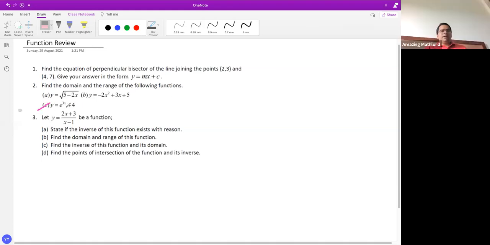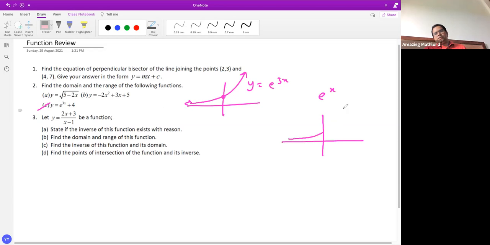Now for the C part, it is y equals e raised to 3x plus 4. Here, if you look at e raised to x graph, basically it is like this. So the e to the power 3x graph is like this, just with a stretch factor of 1/3. So e raised to x graph, if you see, is here. And e raised to 3x will become something steeper, but still will cut at (0,1).